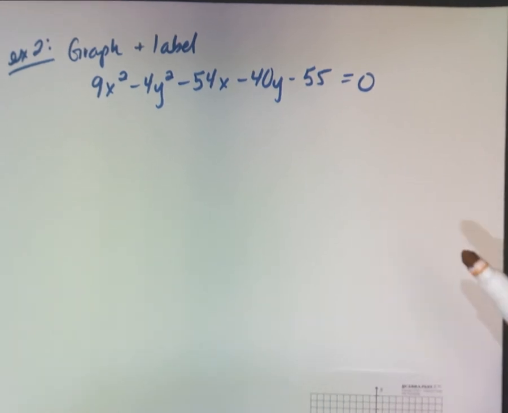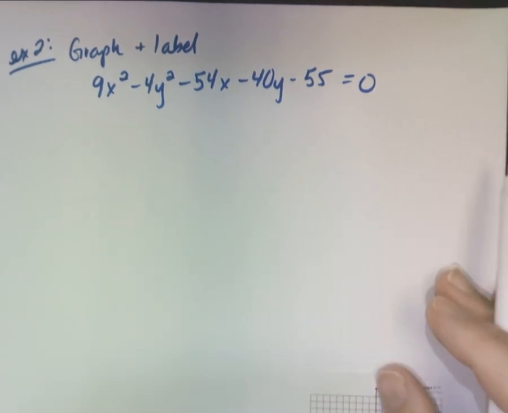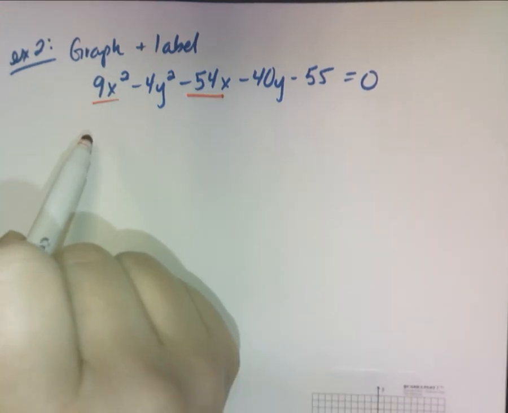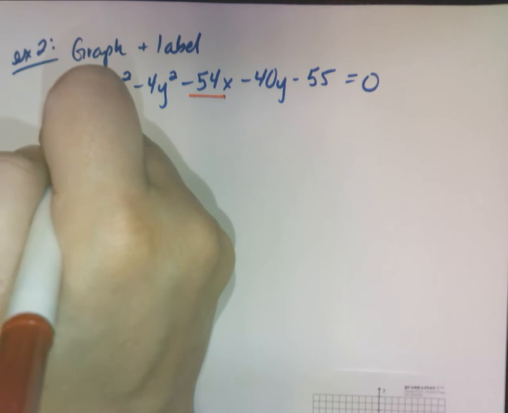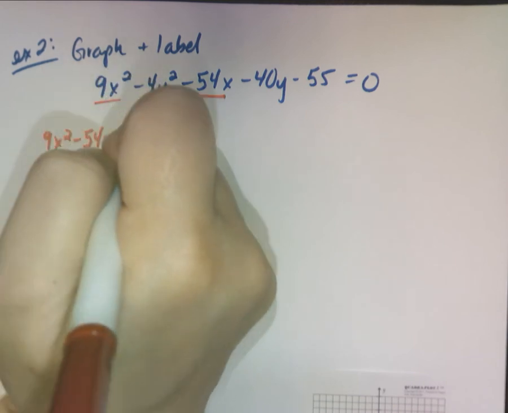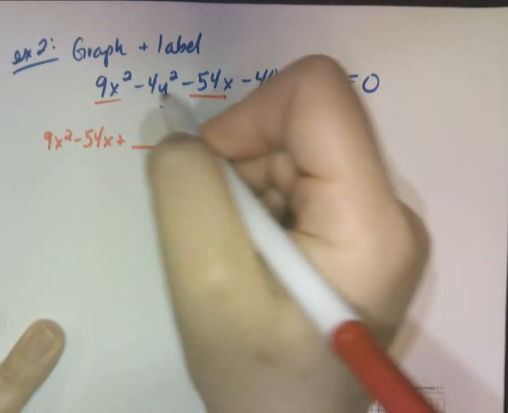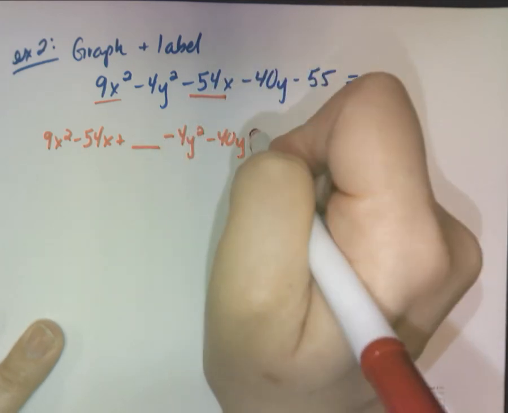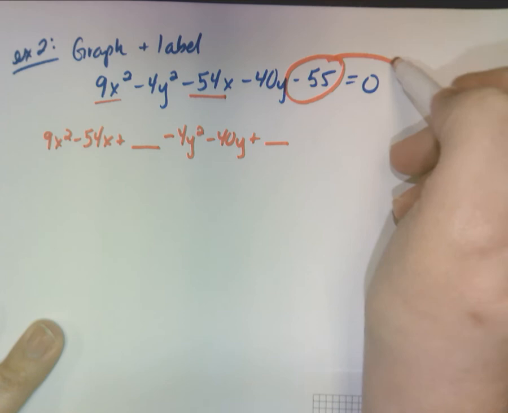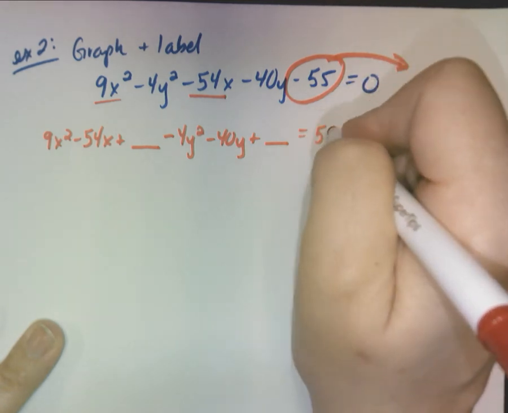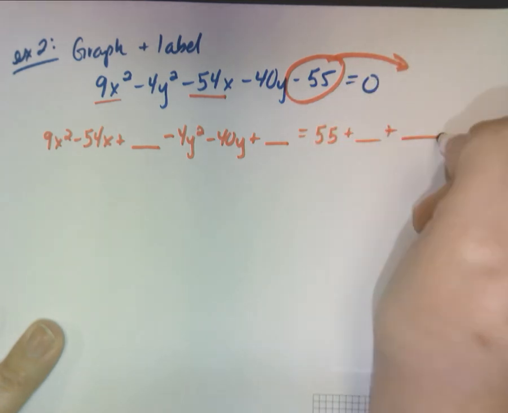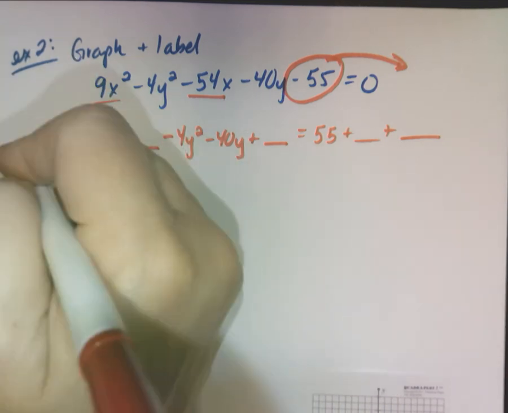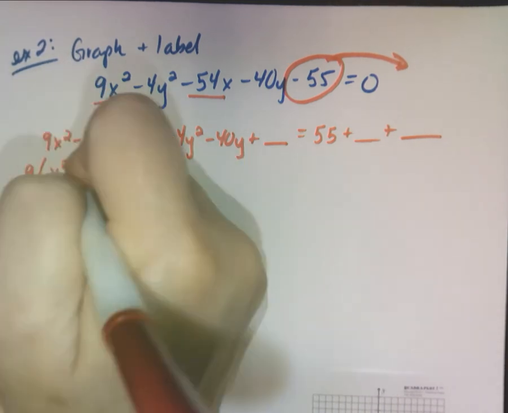All right, so we have to complete the square. Let's go over how to do that real quick. Keep your x squareds and x term on the one side and put plus blank. Then write your y squared terms, minus 4y squared minus 40y plus blank, and bring the number to the other side, change its sign, and put plus blank plus blank. Now you've got to factor out the 9 from this one.